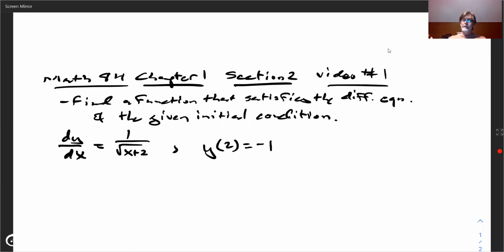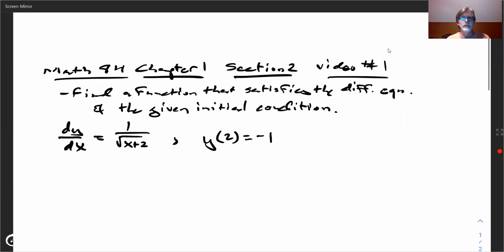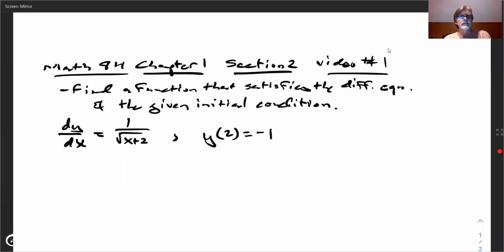All right, we are in section 2. A couple of problems coming at you in this section as well. I like how this author brought this particular problem to our attention. It basically says, this is a differential equation if you look at this. This guy right here, dy/dx, another name for that guy is y prime.